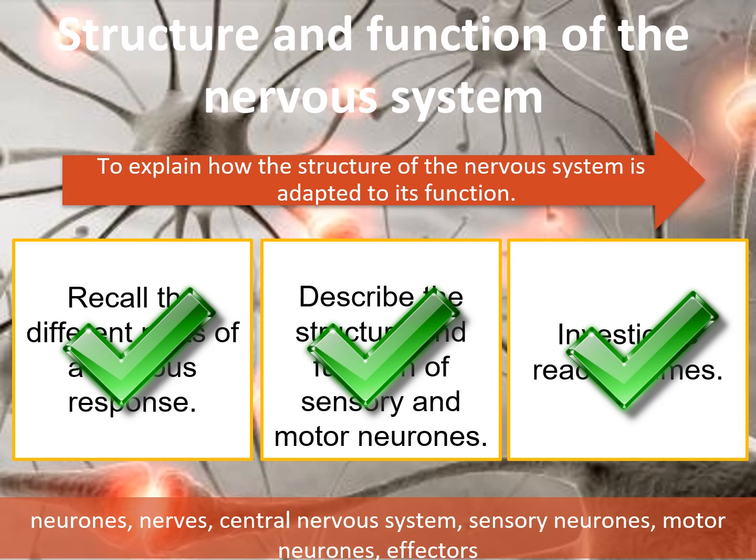Okay, so hopefully now you've got some idea of the different types of nerve cells in the nervous system, the motor, the relay and the sensory neurons, and what they do, and how we can investigate reaction times. Little introduction, as I say, we will do this again properly when I come back to school.